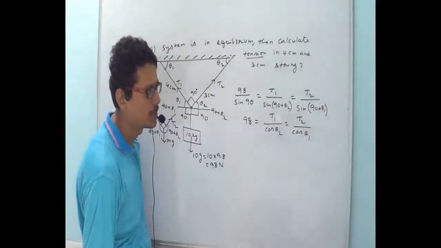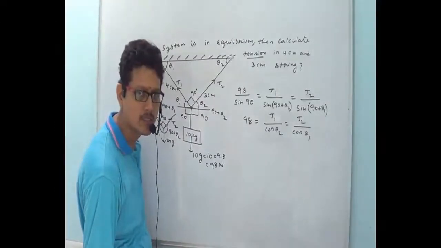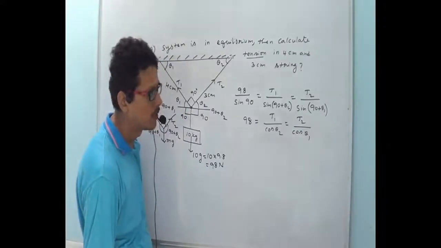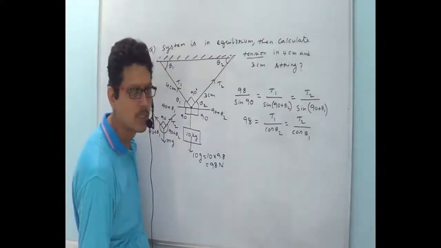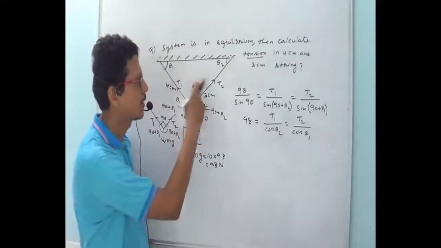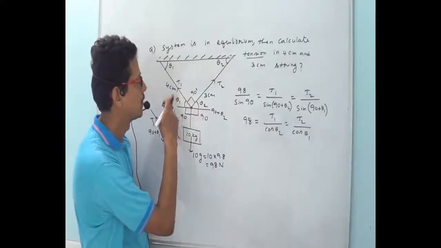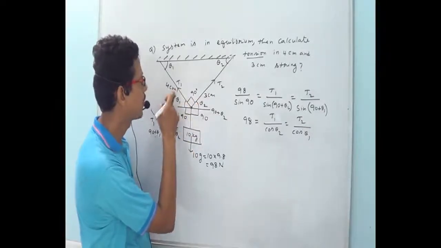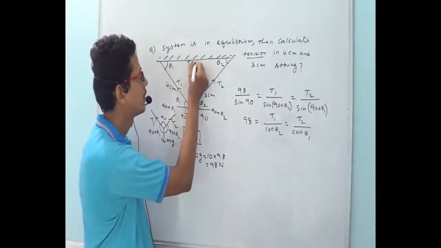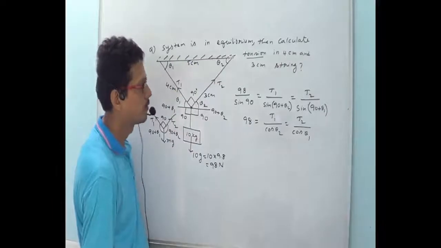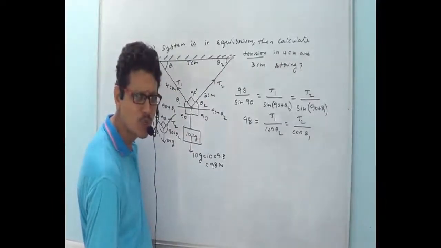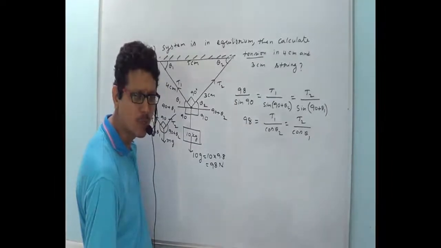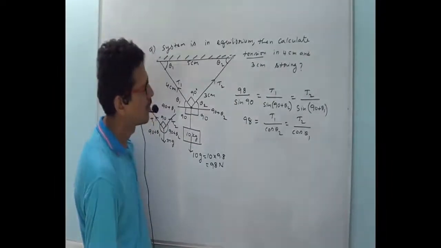You understood up to this? Sine 90 plus theta is cos theta, na? Okay. See, this is a right angle triangle here. This is right angle, na? 90 degrees. This is 3, this is 4, and this must be 5. Hypotenuse must be 5, root over 3 square plus 4 square, 9 plus 16 under root, 5.